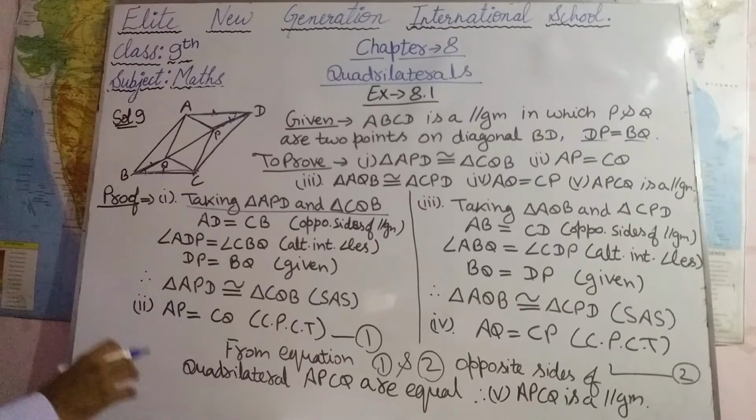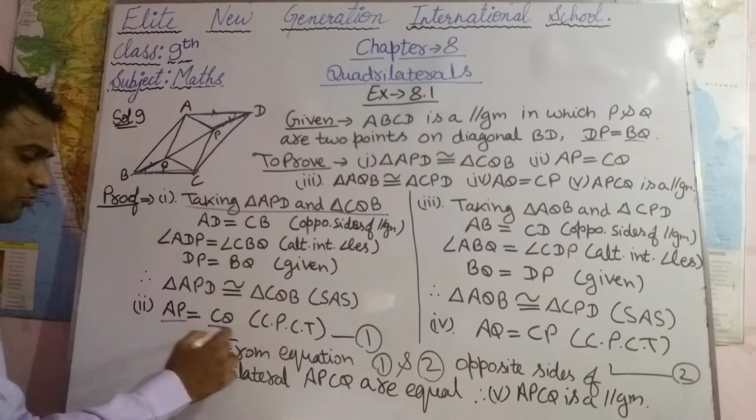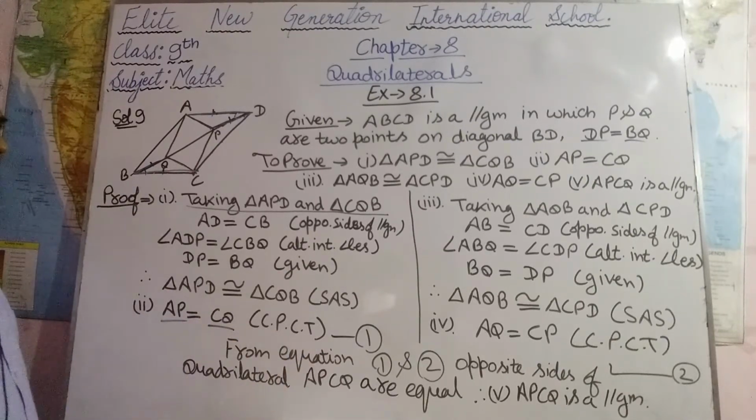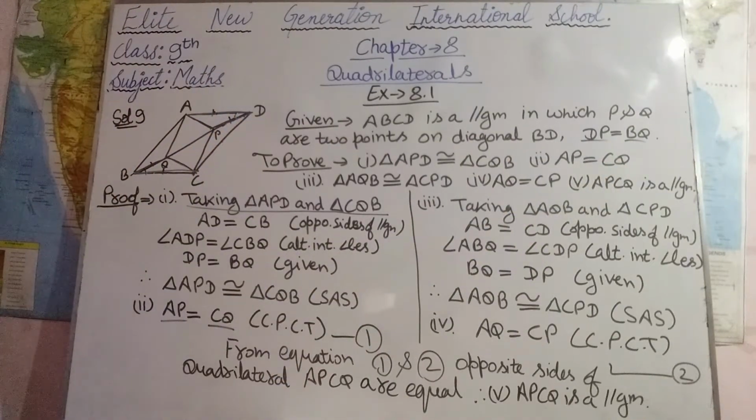Now if two triangles are congruent, then by CPCT other parts are equal. So we can say that AP equals CQ by CPCT. So it was the second part, that is AP equals CQ by CPCT. It means corresponding parts of congruent triangles. When triangles are congruent, then corresponding parts are equal.